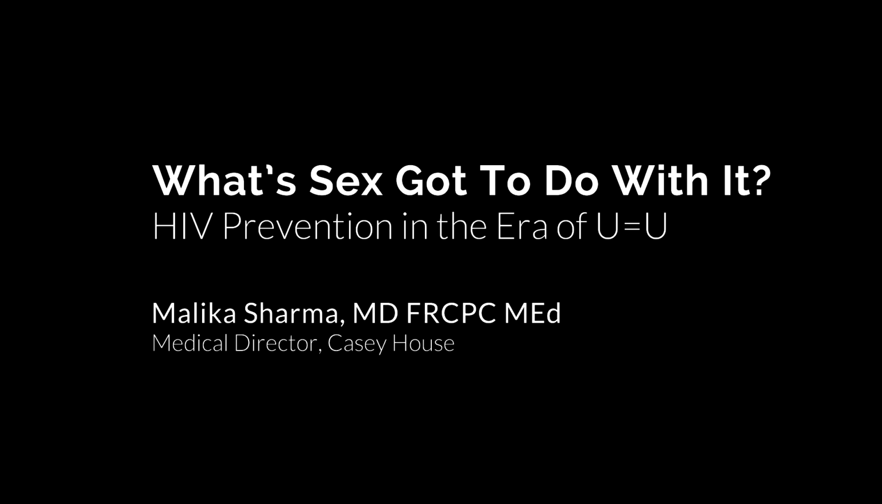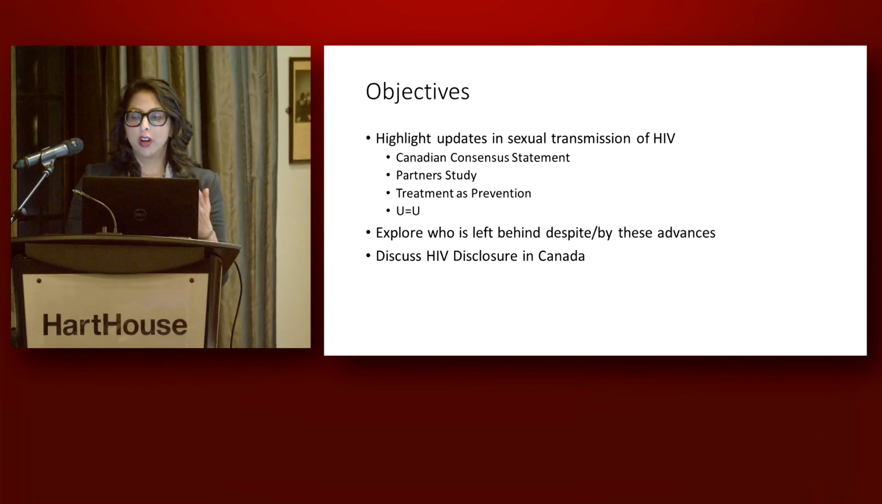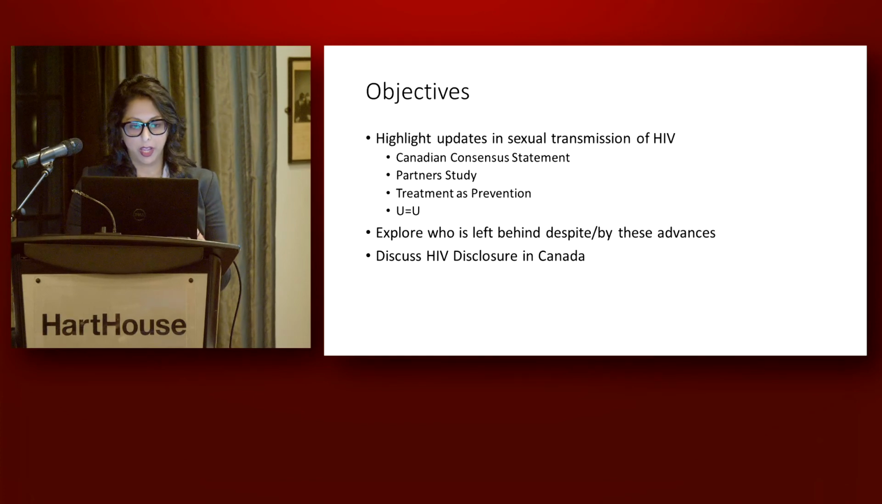I'm going to talk about a bunch of different things. Really what I'm going to talk about is HIV prevention in the current era of U equals U, or undetectable equals untransmittable, which is what people have been talking about a lot lately. And I'm going to walk us along a bit of a path to how we got to this U equals U campaign, starting from the Swiss statement, the Canadian consensus statement, the PARTNER study, treatment as prevention, and then U equals U. And then I think something that's really important to talk about is who is left behind by or despite these advances and in these campaigns.